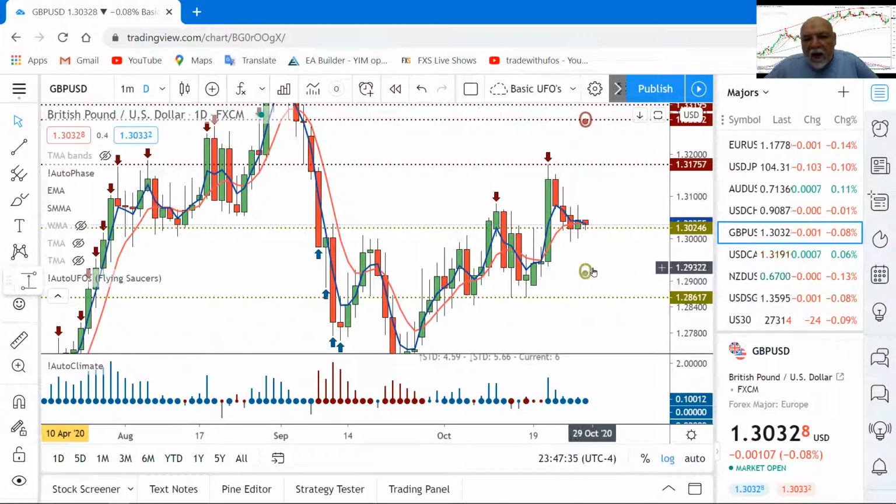So putting in a limit buy order down in here with the stop below this level could be a good trade. However, now's not the time. Why is it not the time? Because my auto climate is still showing that the climate is to the upside, and my profile in here, the blue and the red, is still kind of, it's gone flat. It doesn't help me looking at that.